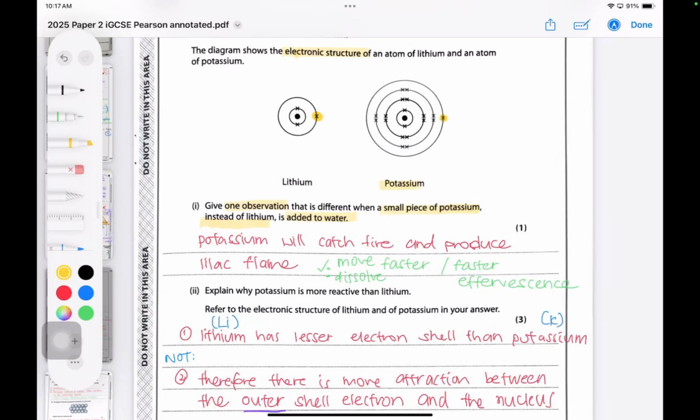Okay, the understanding here is potassium is actually more reactive than lithium. So the reaction will take place faster, and you get a clearer observation within a shorter period of time. So the sign here is you actually can get to see flames. If you are very clear, you can even write down the word lilac, because that's the color of potassium when it catches the flame. Okay, so that's 1 mark.